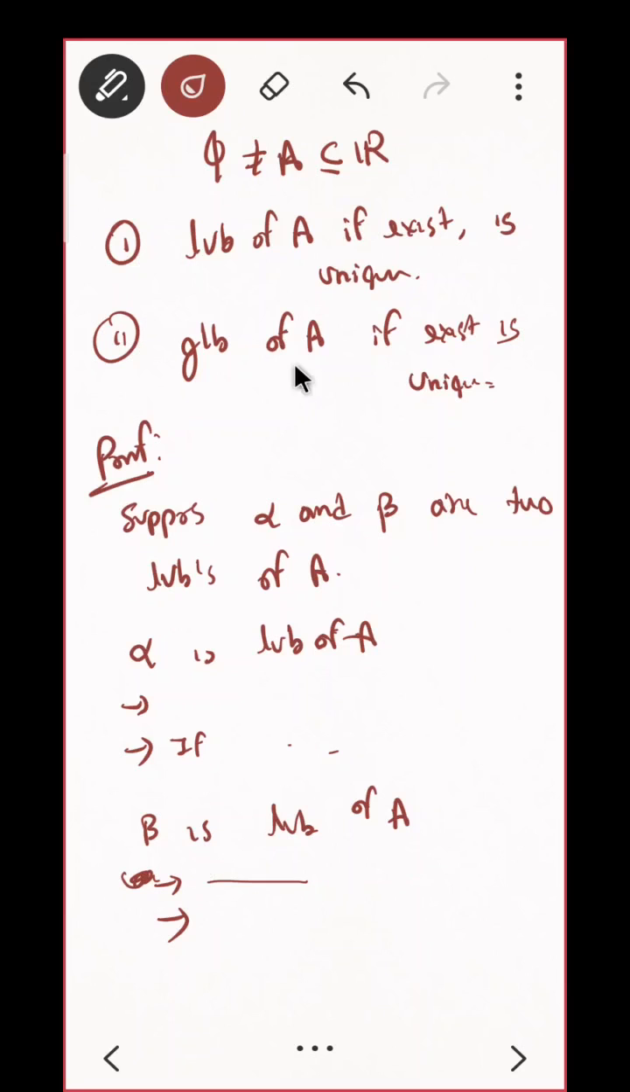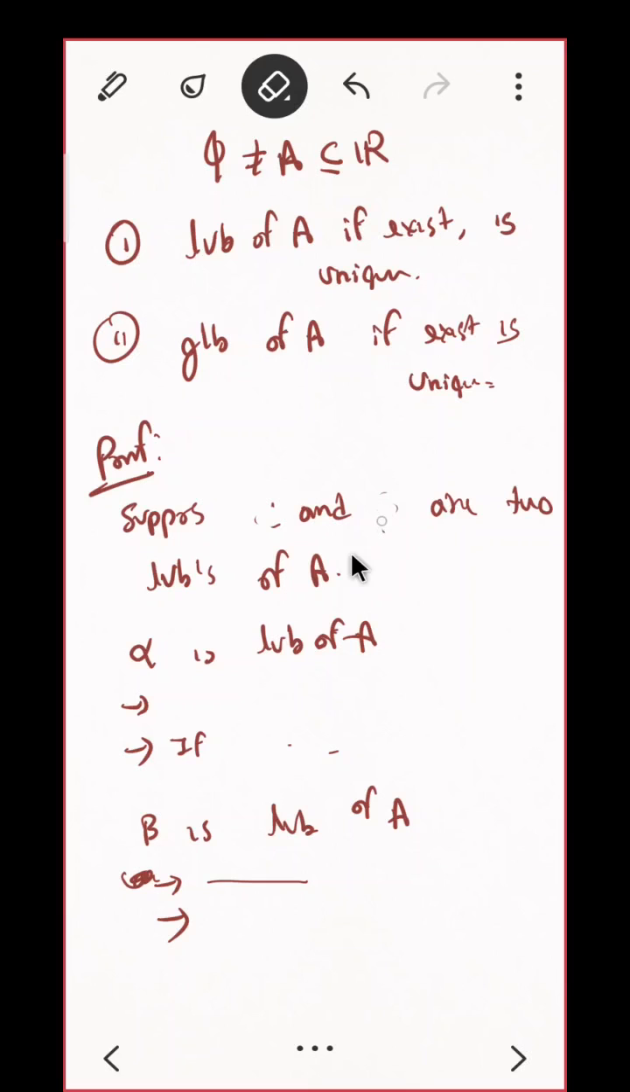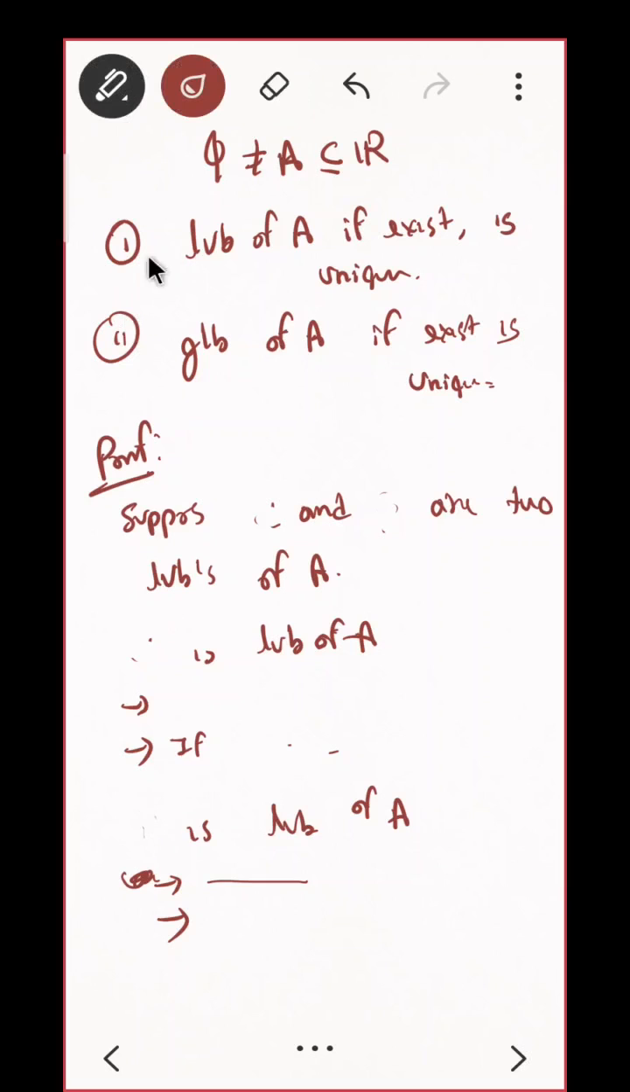Because here also there is beta, and it is better to just use A and B for this. That will be okay. And A1, A2, whichever you like. Then you can use beta here. Now you can use beta here. So if I say suppose A1 and A2 are two LUBs of A, so you are given A1 is LUB of A, A2 is LUB of A.